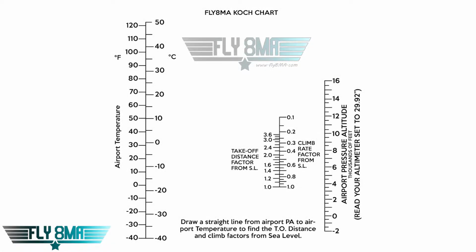And as we come here to the Koch chart, we can see that if we draw a line from the actual temperature that we're experiencing right now, say on the runway, across to what our pressure altitude is when we set our altimeter to 29.92, we read that altimeter and it says, say, 5,000 feet, and our temperature outside is 80 degrees Fahrenheit, we draw that line between the two, and we can see the impact that is going to have not only on our takeoff roll, how much extra runway we will need, but we will also see the impact it's going to have on our climb performance.